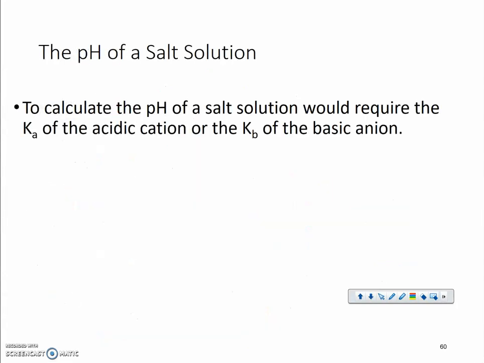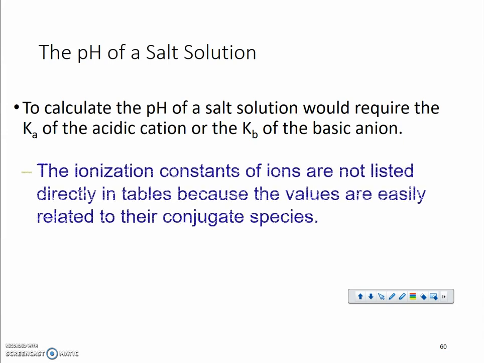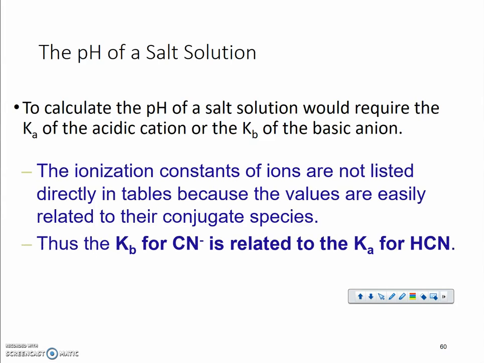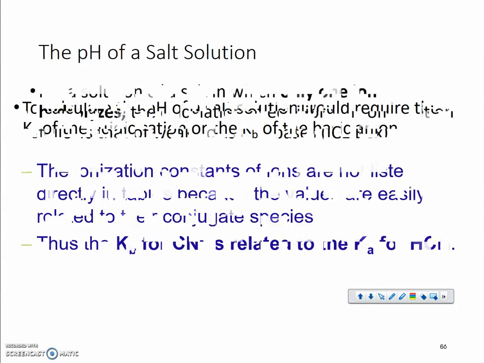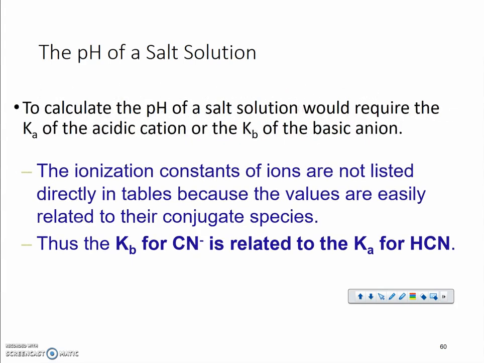Let's say you want to calculate the pH. What you have to do is relate Kas and Kbs, because Kas and Kbs are only for acids and bases, not the conjugate acids and conjugate bases. But those two quantities are related to each other through this reaction here. The Ka for a substance times the Kb is equal to the Kw, which is 1 times 10 to the negative 14th. So if you know one of them, you can figure out the other.